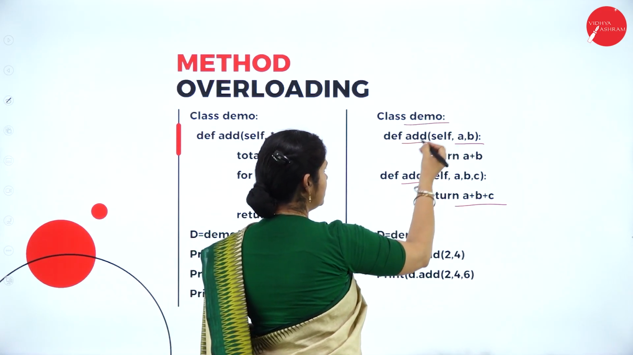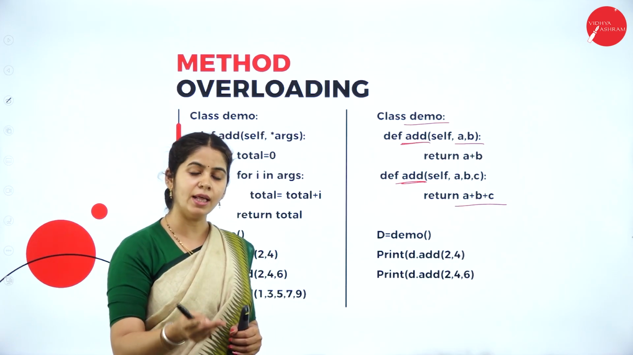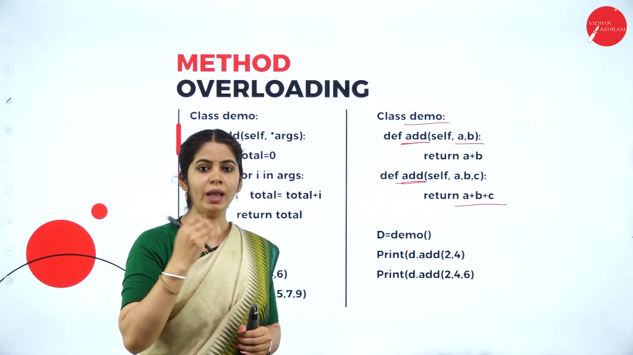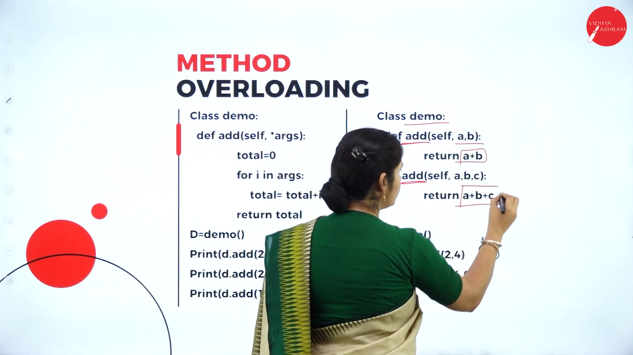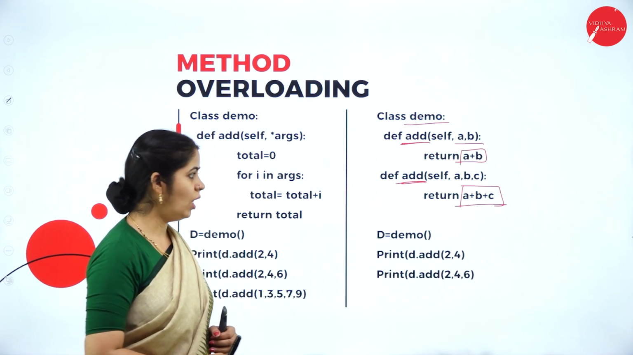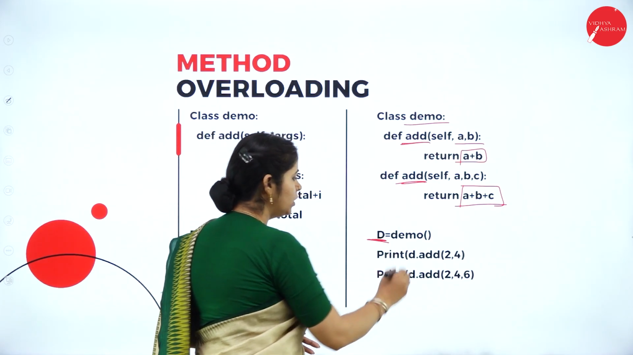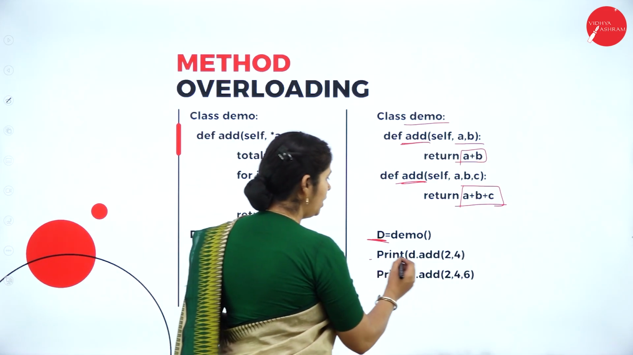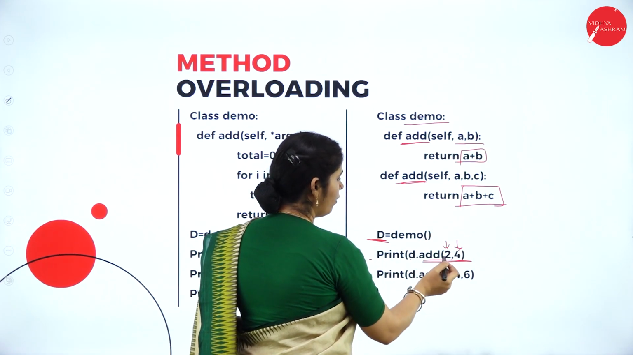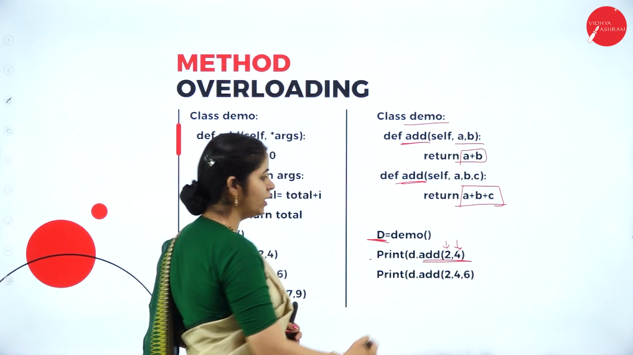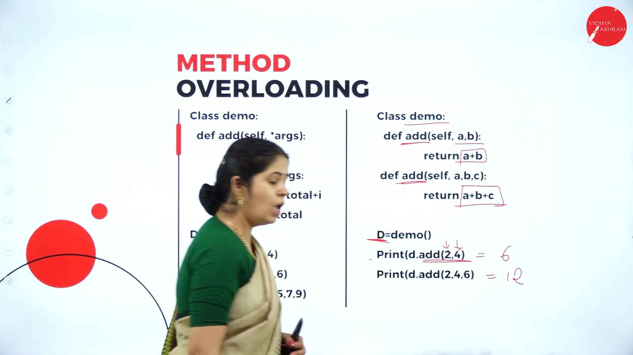In the class Demo, we have defined two methods of the same name, but the result of each method will be different. Here we are using it for 2 integers, here for 3 integers, and we can use it for any number of integers. How are we going to access that? By using the object of the class Demo, print d dot add. What parameters are we giving? A and B values, that is 2 and 4. It will give the result as 6, and 6 plus 6 gives the result as 12, right?